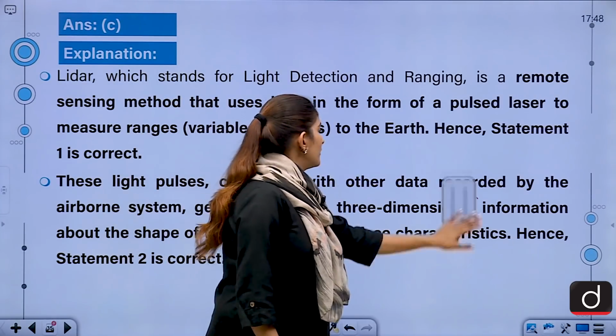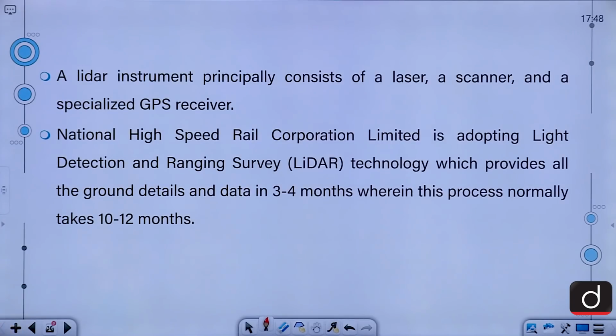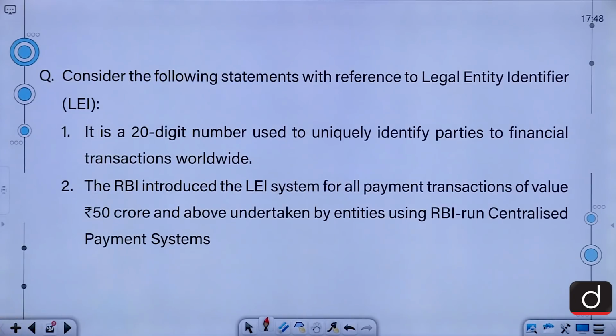Alright, so moving on to our next statement, these light pulses, now these are combined with other data recorded by the airborne system, generate precise three-dimensional information about the shape of the Earth and its surface characteristics as well. A LiDAR instrument principally consists of a laser, a scanner, and specialized GPS receiver. National High Speed Rail Corporation Limited is adopting LiDAR technology, which provides all the ground details and data in 3 to 4 months, wherein this process normally takes 10 to 12 months.